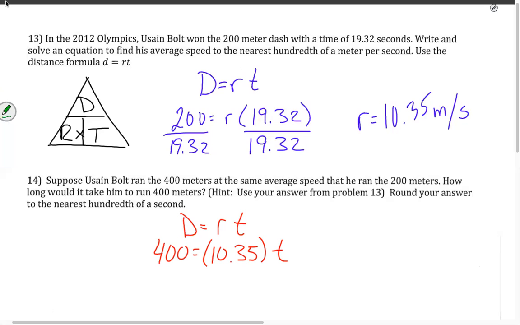So I divide. Nate, do you have the phone? Yeah, I do. Can you do 400 divided by 10.35? Give me a second. Oh, I got you. Alright. 400 divided by 10.35. Forget to write this down. It's 38.65. Rounded to the nearest hundredth. Meaning it would take him under 40 seconds to run around that track.